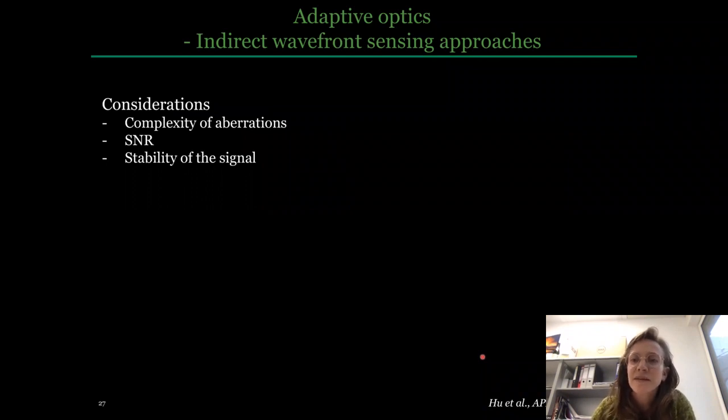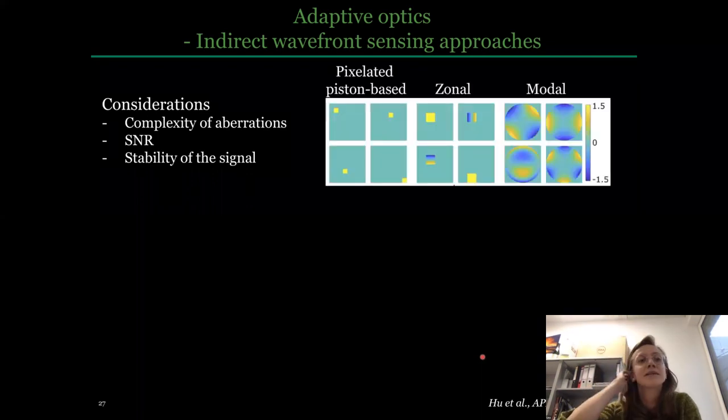In indirect wavefront sensing, there are different strategies to find the correct wavefront: mainly the pixelated piston-based approach, the zonal approach, and the modal approach. Which technique is most suited depends on several considerations. Before implementing a certain technique, one can ask: how complex are the aberrations? Do I expect rather low-order smooth aberrations, or very complex ones, even with some steps or edges in my wavefront profile? Under which SNR conditions do I expect the correction to be performed, and how stable is the signal which I optimize, for example the fluorescent signal intensity?